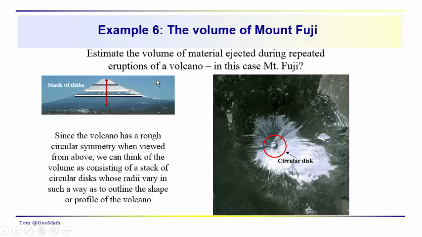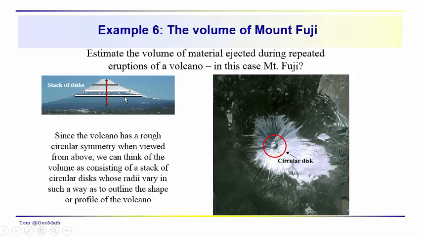In the next two videos, we're going to talk about estimating the volume of a volcano like Mount Fuji. It has a circular symmetry looking down on it. It's basically circular in shape. And we could think of the volume as we have before with areas.